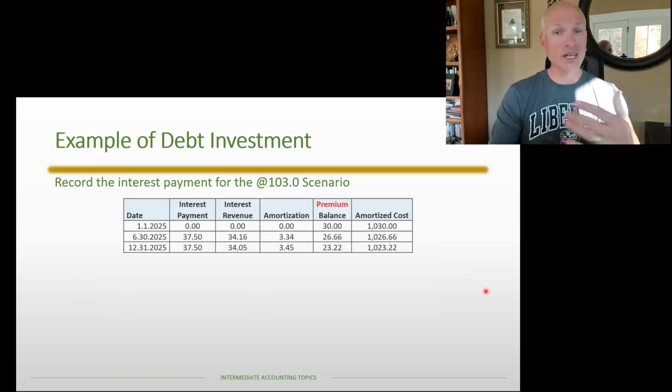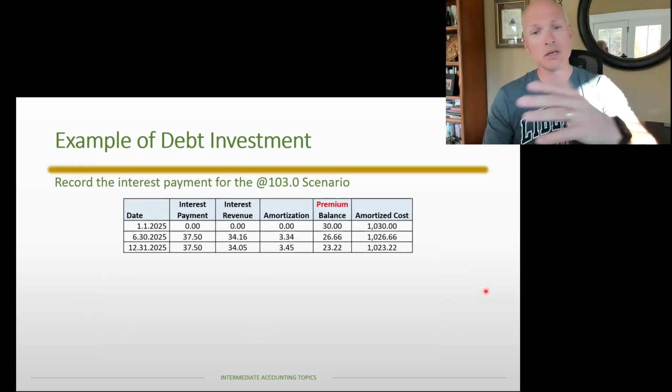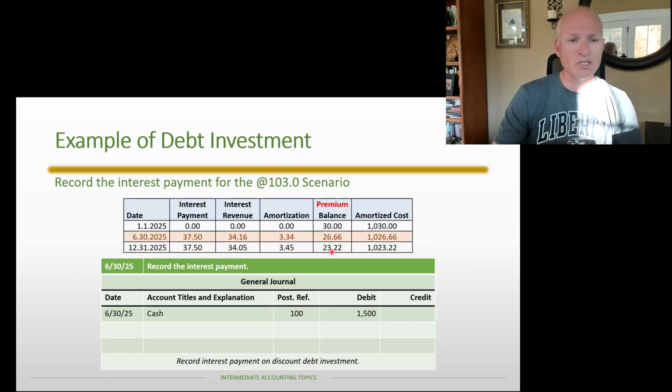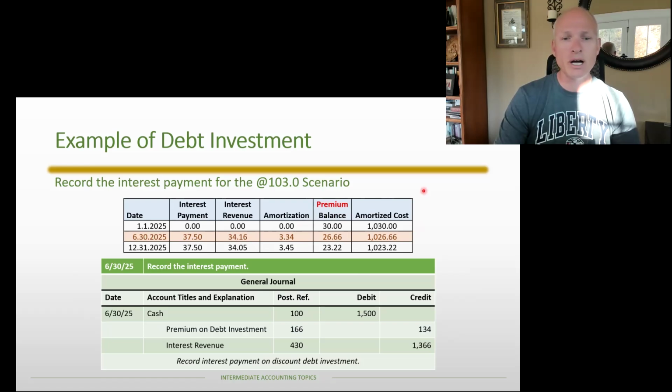Now if we look at 103, we need our amortization table again. Of course, now we're using the premium amortization table, not the discount. We take the information from the table, and the cash payment is still the same, 30.50 times 40 bonds. The interest revenue is $34.16 times 40 bonds for $1,366. And the amortization of the premium on debt investment is a normal asset, which means it has a debit balance. So to amortize that premium, we're going to be crediting that account. $3.34 per bond times 40 bonds is $134.